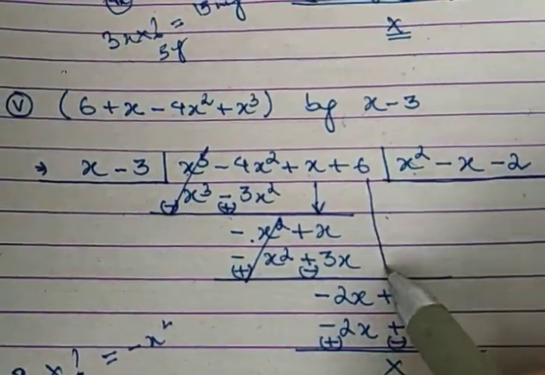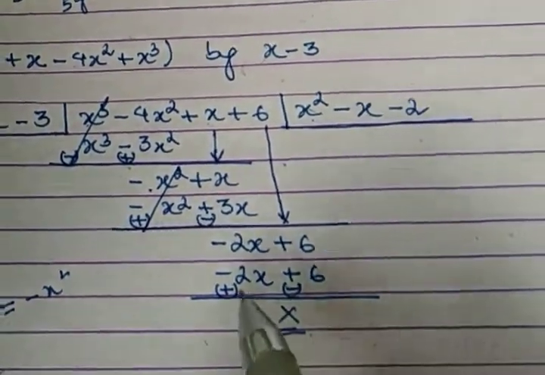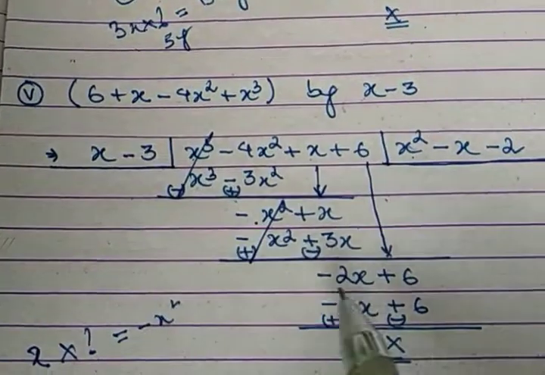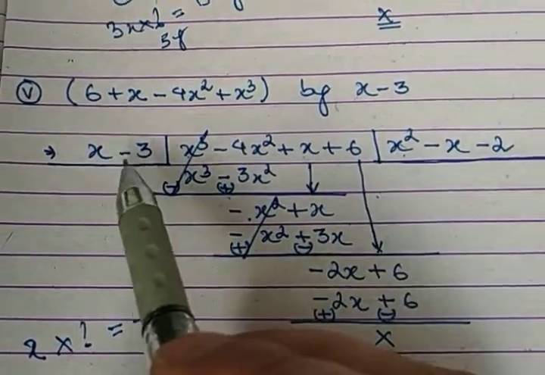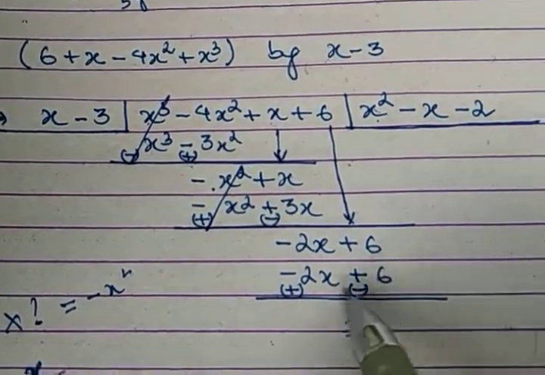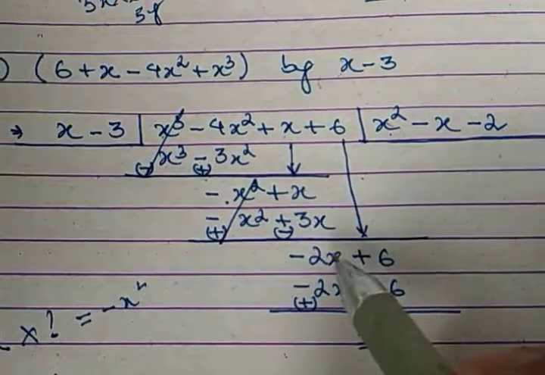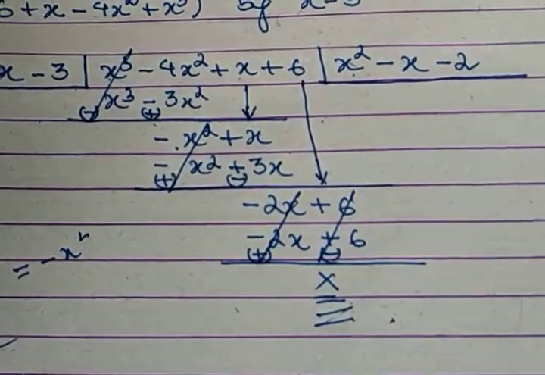And then the last term dropped in here, minus 2x plus 6. Now again, what should I multiply with x to get minus 2x? So the answer is simple, minus 2. So minus 2 in here. Again the minus 2 will multiply both the terms. So you get your answer like this. Change the sign, same terms, opposite signs. We are done here.